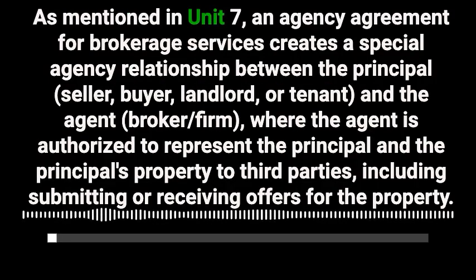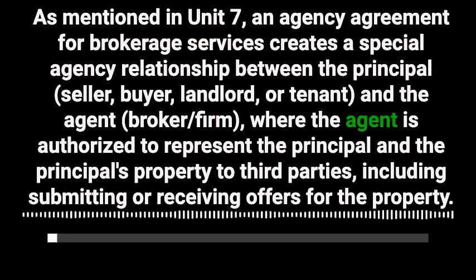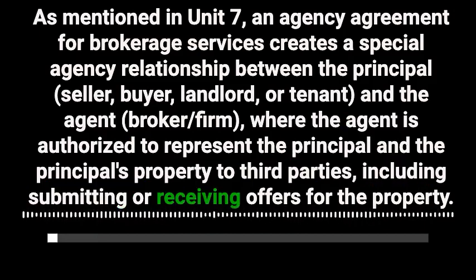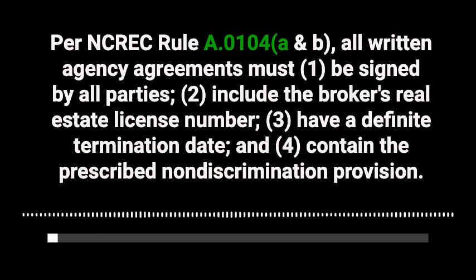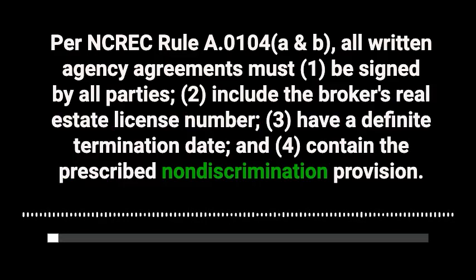As mentioned in Unit 7, an agency agreement for brokerage services creates a special agency relationship between the principal and the agent, where the agent is authorized to represent the principal and the principal's property to third parties, including submitting or receiving offers for the property. Per NCREC Rule A-104, all written agency agreements must be signed by all parties, include the broker's real estate license number, have a definite termination date, and contain the prescribed non-discrimination provision.